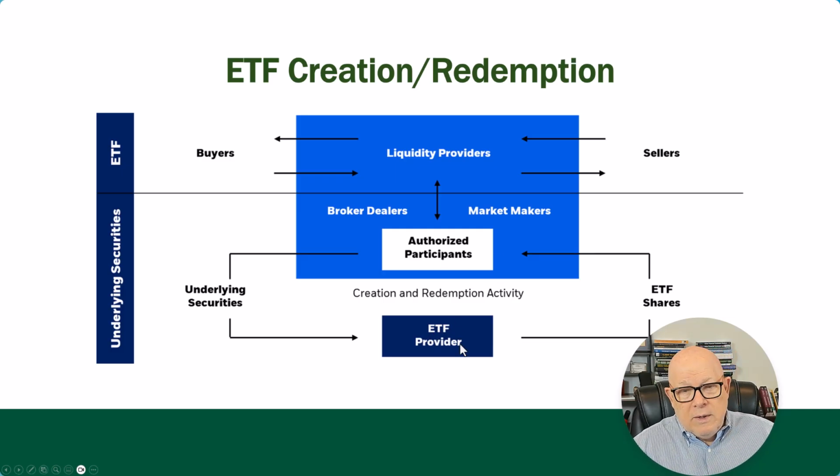So if you have $10 million to invest, you can give it to the authorized participant through your broker, and then they will buy the underlying securities according to the ETF provider's menu, and then they will give those securities to the ETF, and the ETF will give them shares, and they give the shares to you. The reason that they built it this way is it has a big tax advantage.